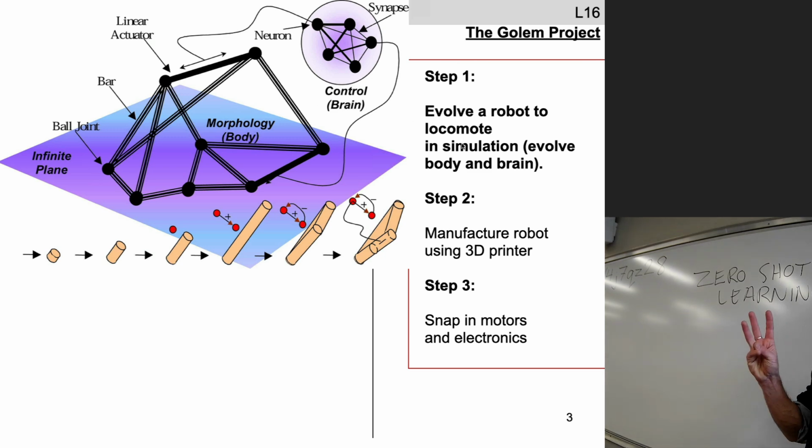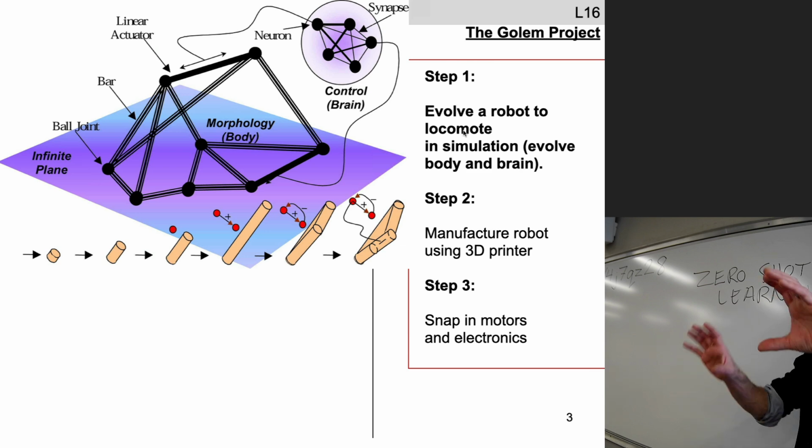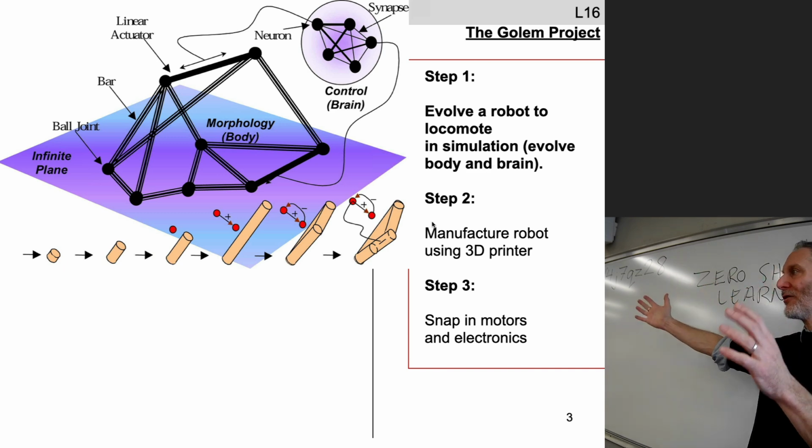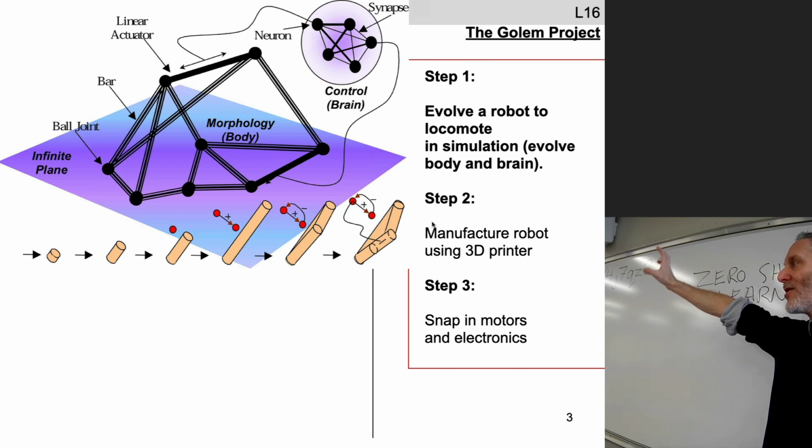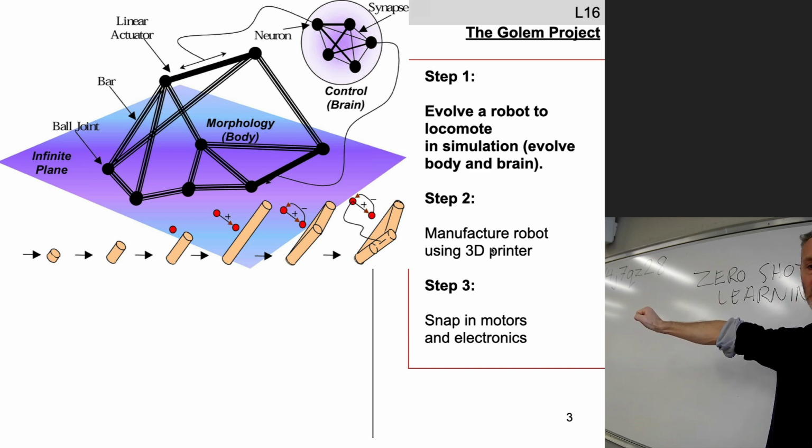The experiment is made up of three separate phases or steps. Step one, we're going to evolve a robot to locomote in simulation. Should be very familiar by now, except the genetic encoding of the robot is going to encode instructions about how to build its body and brain. Step two, evolve until you get a robot with high fitness that moves as far to the right as possible. Take that evolved body and brain, send that as a blueprint or a set of instructions to a 3D printer, manufacture a physical version of that robot.